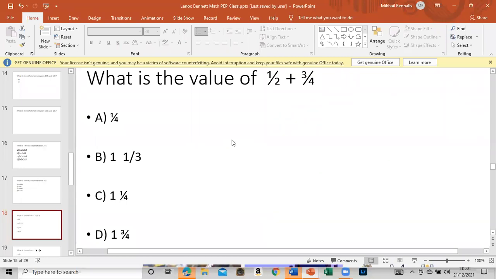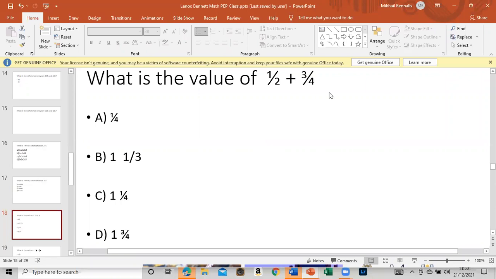Sir, I'm not seeing the screen. 1 1/4, C as in cat. All right, anyone else want to give their opinion? Don't forget to mix the fraction. All right, so the winner is C, cat, 1 1/4.